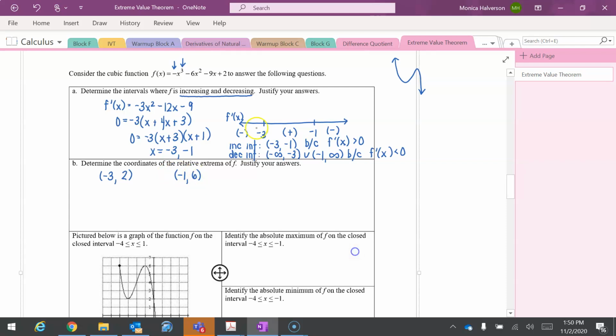Now, because we're going from decreasing to increasing at x equals negative 3, we know this is the relative min, all right? And because we're going from increasing to decreasing, we know this is the relative max. And we can say this because the first derivative changes from negative to positive here, and here, because the first derivative changes from positive to negative.